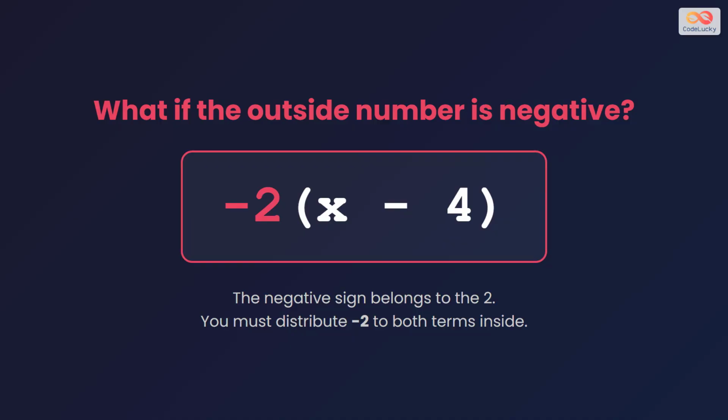Now, what happens if the number outside the parentheses is negative? Here we have negative 2 times the quantity x minus 4. The key here is to realize that the negative sign is attached to the 2. You aren't just distributing a 2, you are distributing a negative 2 to everything inside.